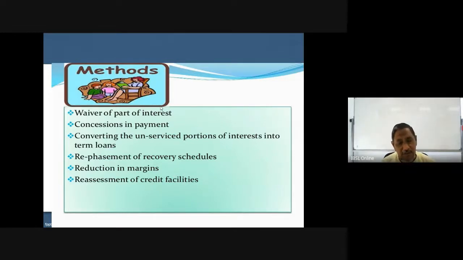We can reduce the NPA. Then comes unserviced portions of the interest. What are we going to do? There are three options available for that.